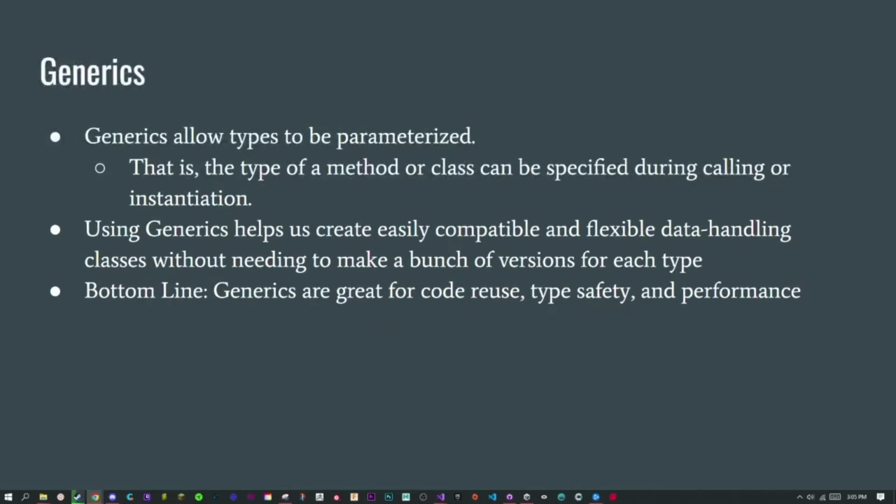So, generics. Generics allow types to be parameterized. That is, the type of a method or a class can be specified during calling or instantiation. Using generics can help us create easily compatible and flexible data handling classes without needing to make a bunch of versions for each different type, each different class that you have. So if you want to reuse your code, use generics.